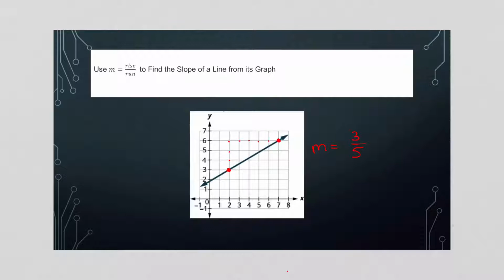Or if you started at your top one, down 3, 1, 2, 3, 4, 5. But honestly, you would never tell me that the slope is -3 over -5. You always need to reduce your fractions when you can, and a negative over a negative always needs to be written as a positive slope.